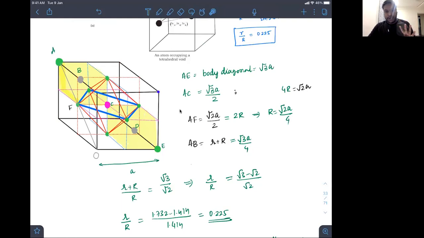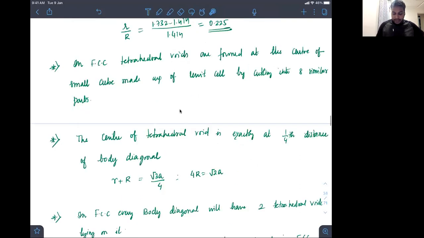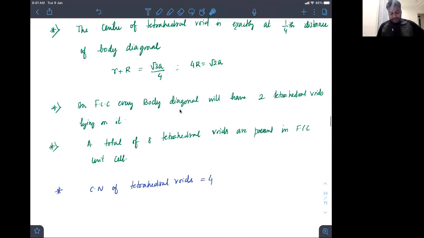Since we have 4 body diagonals, we will have 2 atoms on each body diagonal. So how many tetrahedral voids are there in FCC, students? 8. So if you take one FCC lattice, I would have 8 tetrahedral voids. So you can see a total of 8 tetrahedral voids are present in FCC.